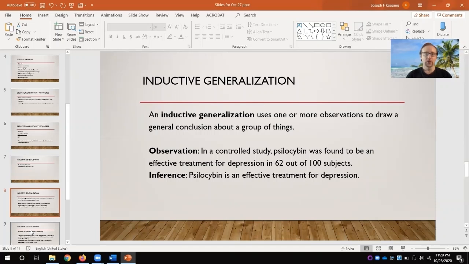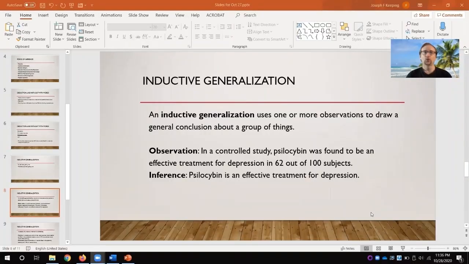To be more specific, you take one or more cases of a thing, cats, and you draw a conclusion about a group or class or kind of things, cats in general. So in the example that we just looked at, there was my cat, and the thing that we were interested in was cats in general. So we made an observation of one cat, and we drew a conclusion about cats in general. That's an example of an inductive generalization.